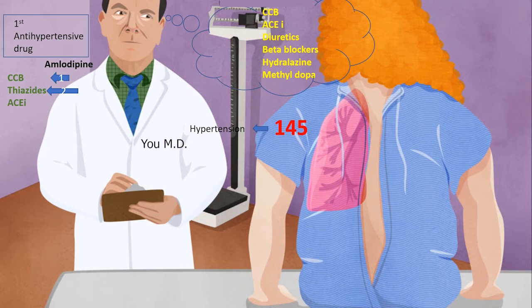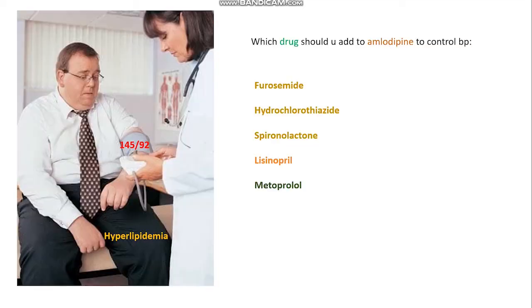So let's say you added another drug, let's say thiazide, and it did not work. What should you do? In this case, this is a resistant hypertension, and you should add one of the two of these drugs: beta blockers, or other vasodilators like hydralazine. So let's go back to our case here. Which one should we add to amlodipine in order to decrease the blood pressure of this patient?